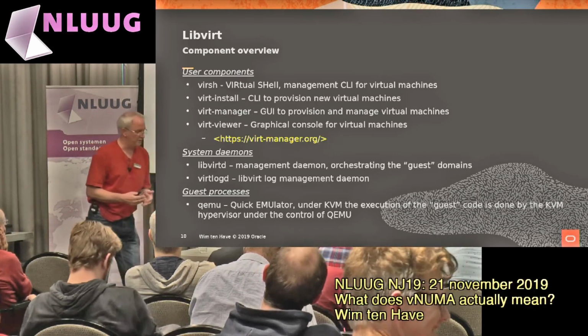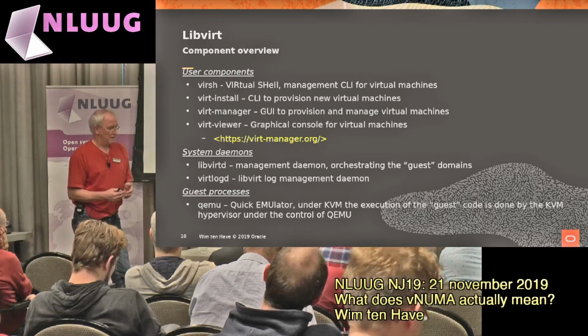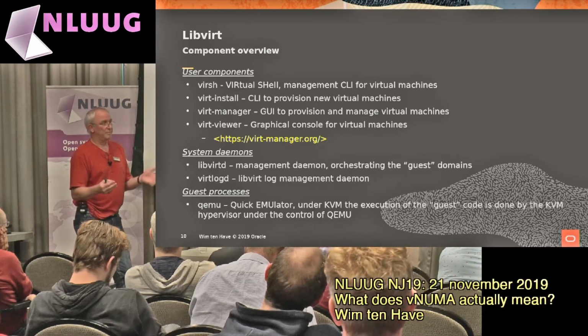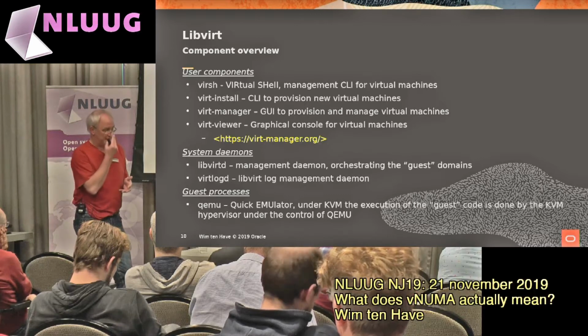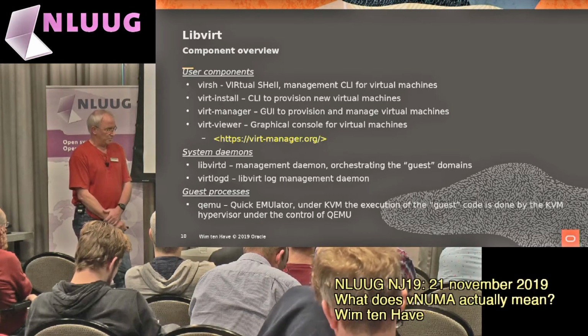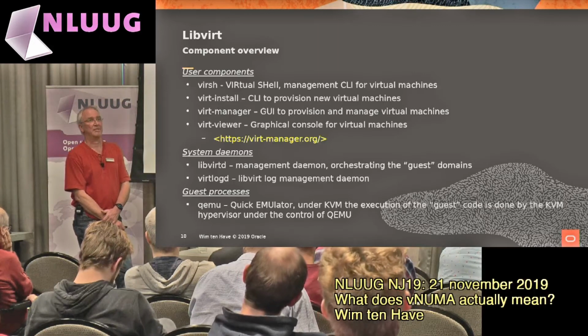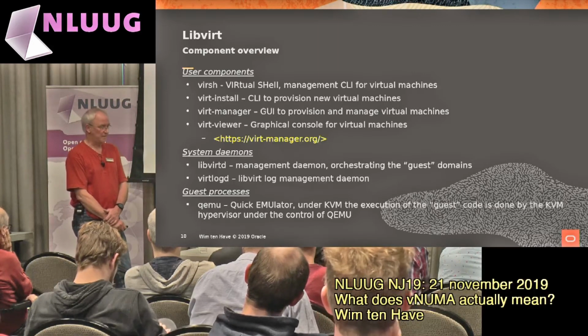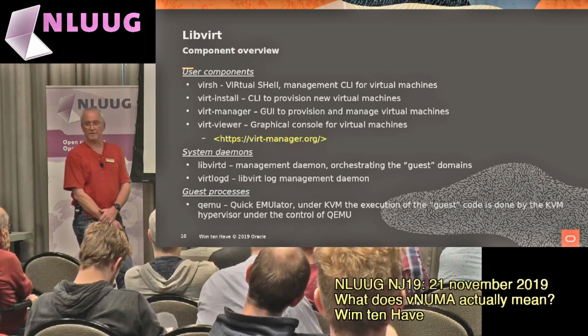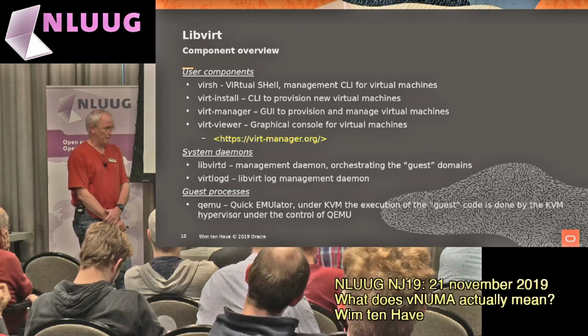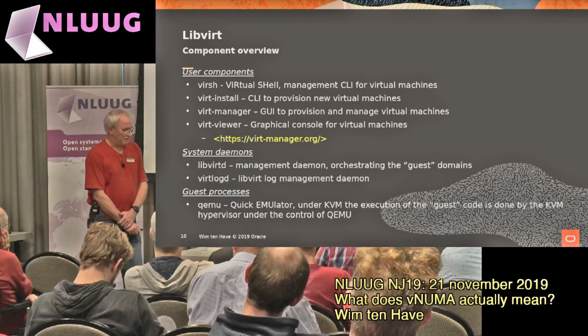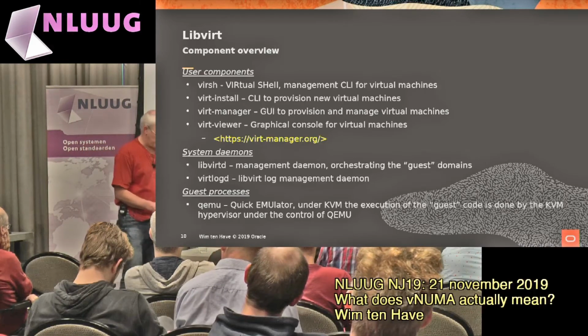Then the system daemons, virtd and then virtlogd. Well, virtd is this process which is doing the management of the guest, and virtlogd is a process which logs all actions that happened and errors that happened under guests. If there are warnings, errors, or security violations. And QEMU, which is the quick emulator.